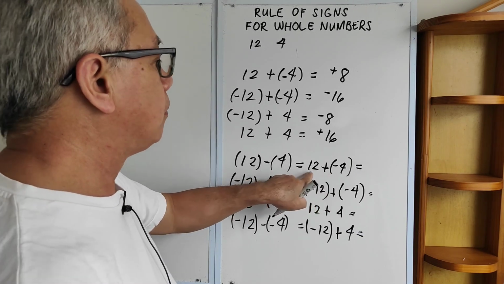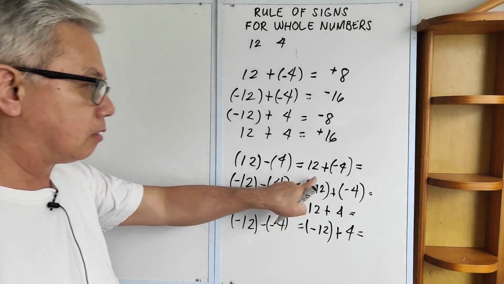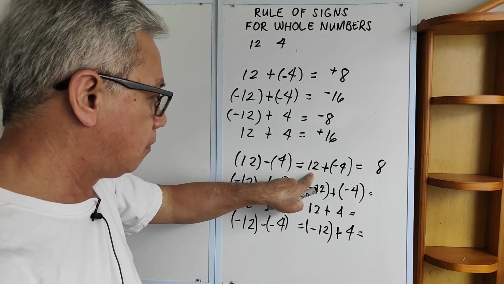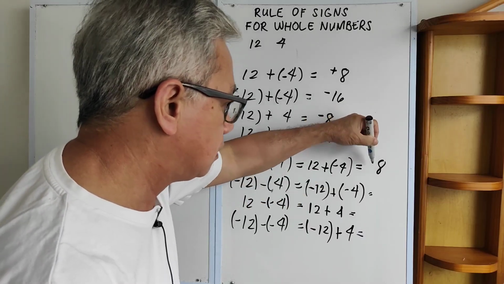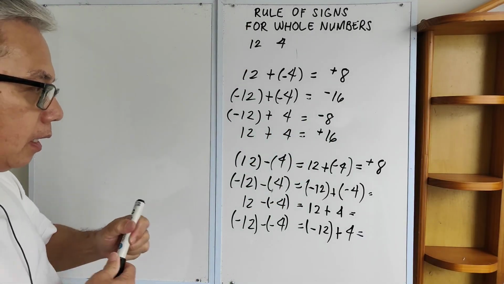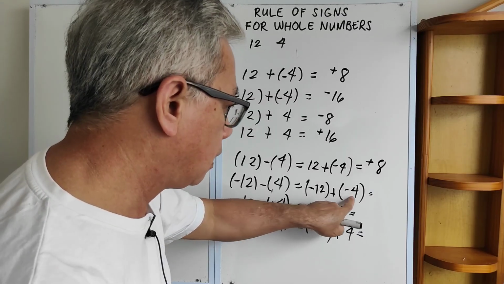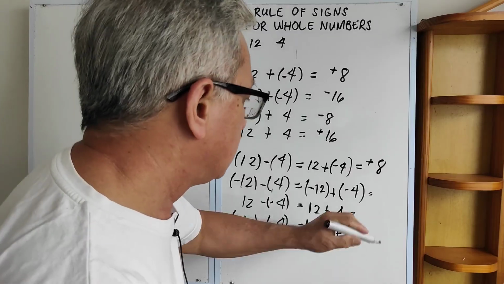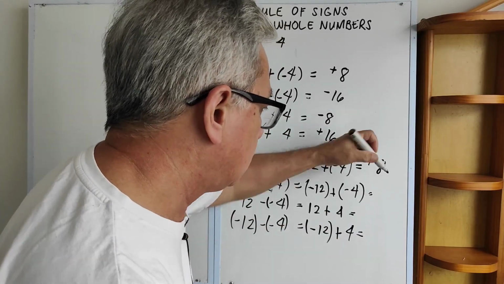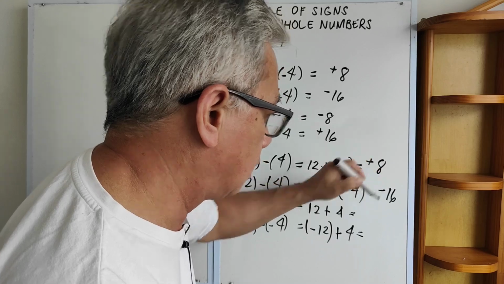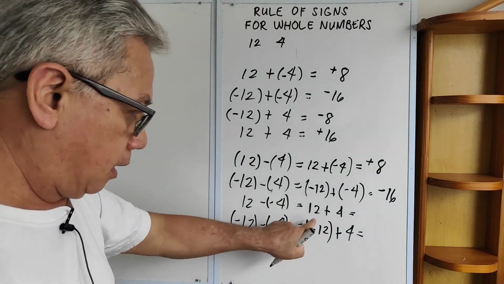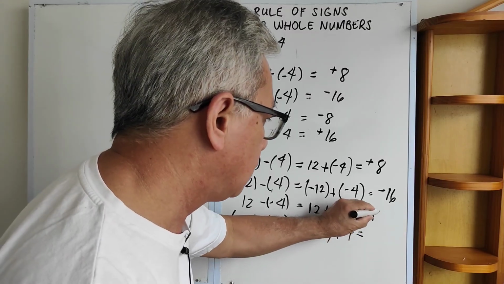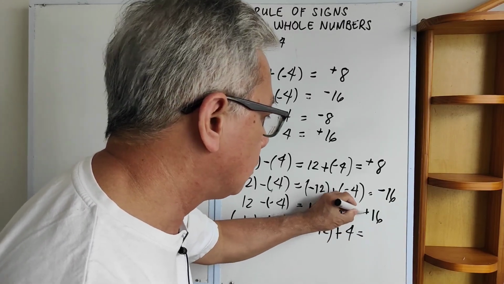12 and 4, positive and negative, they have different signs, so we have to subtract. 12 minus 4 is 8. And then copy the larger sign. 12 is larger, which is positive, so this is positive. In here, they are both negative. If they are both negative, we add and copy the sign. So 12 plus 4 is 16, and then negative, copy the sign. In here, 12 plus 4, they have the same sign, so we add. 12 plus 4 is 16. Copy the sign, they are positive.